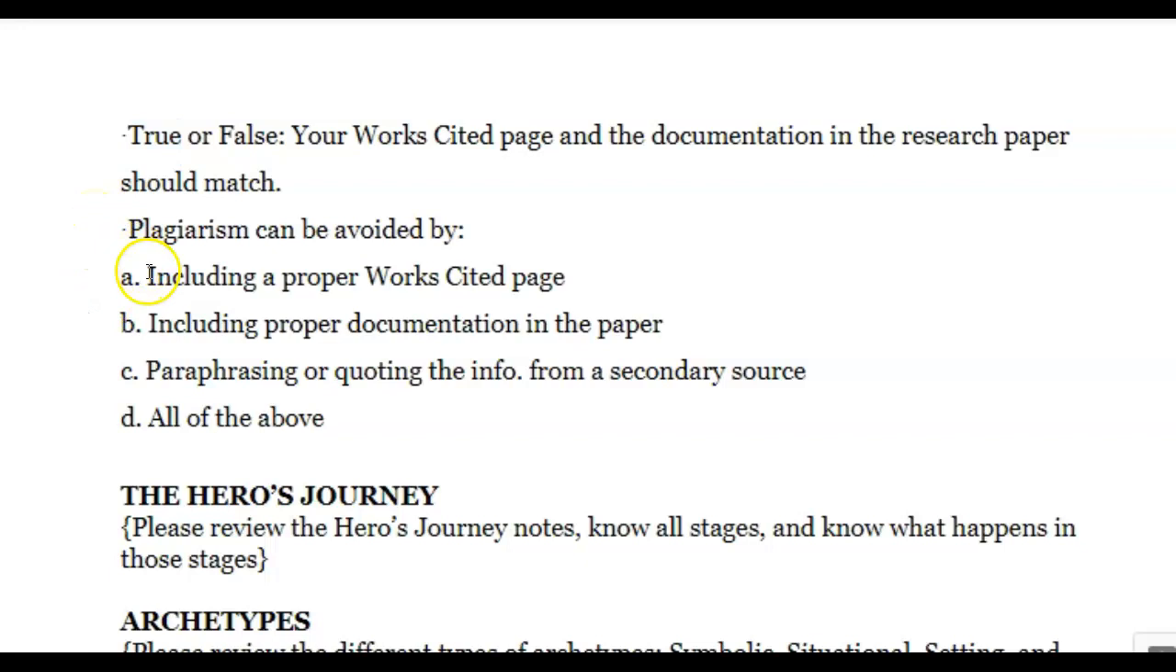Next question. Plagiarism can be avoided by, take a little look-see at these, including a proper works cited page, including proper documentation in a paper, paraphrasing or quoting the information from a secondary source. Yes, the answer is, you guessed it, all of the above. All right, just remember, plagiarism is using someone else's words or ideas without giving them credit. And you always want to make sure that you have your citation in the works cited page. The works cited page, where does it go? It goes at the very end of your paper.